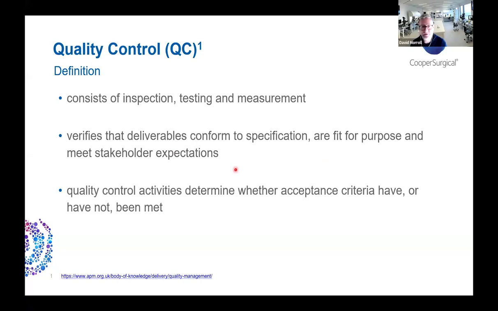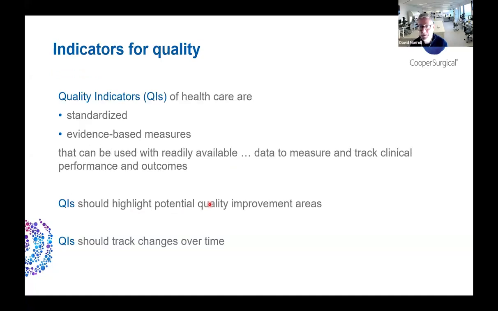So if we want to deliver high pregnancy rates, we set ourselves a target, and then we test, evaluate, and then improve to make sure we consistently get those outcomes. And quality control activities determine whether we are meeting those criteria. So how do we do it?